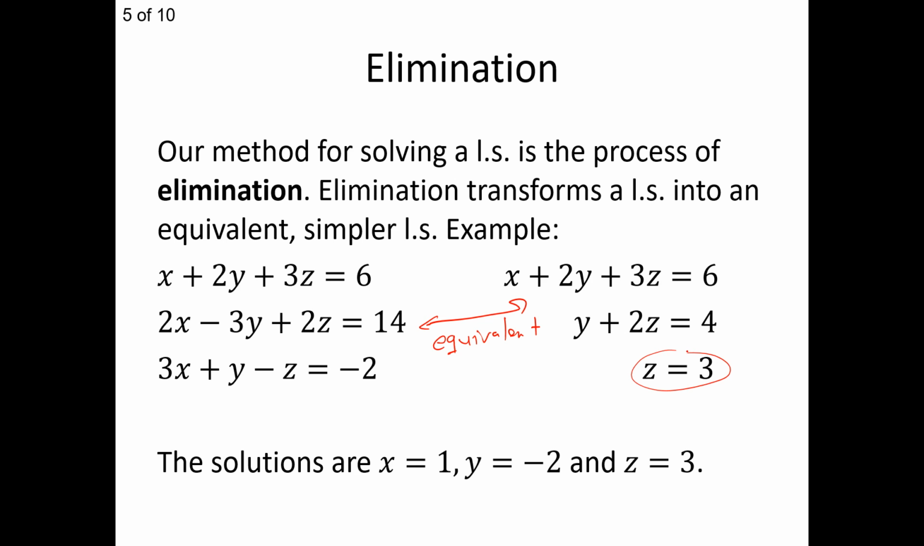I can substitute that z backward, which will give me my y value, and then back substitute my z and my y into my first equation to get my x value. These two systems have the exact same solution, which makes them equivalent. But it's simpler to solve the one on the right because I already know what my z value is, and that's why elimination will help us.